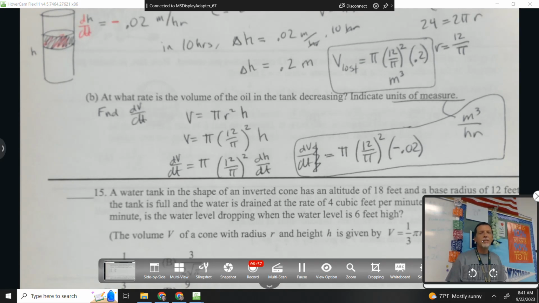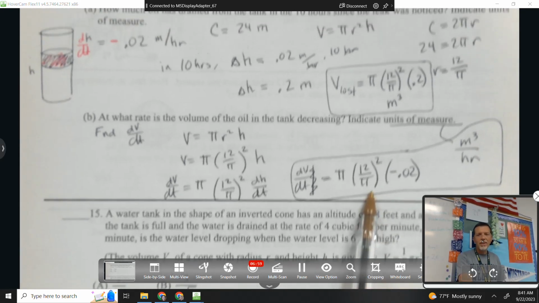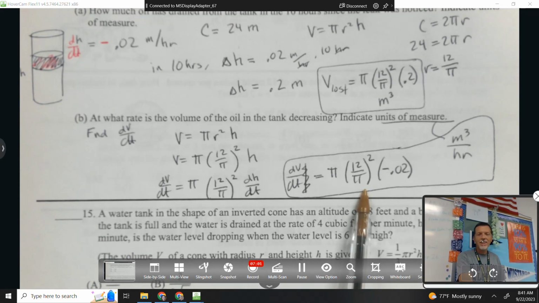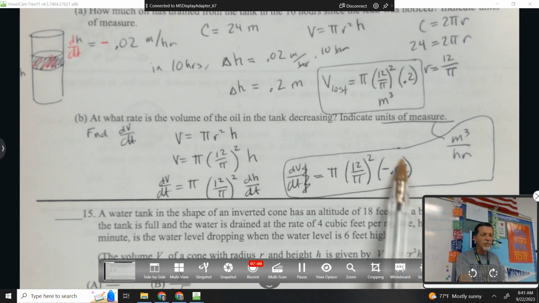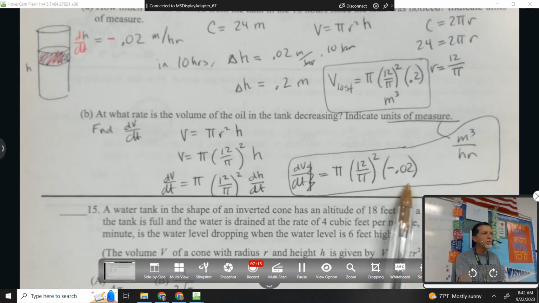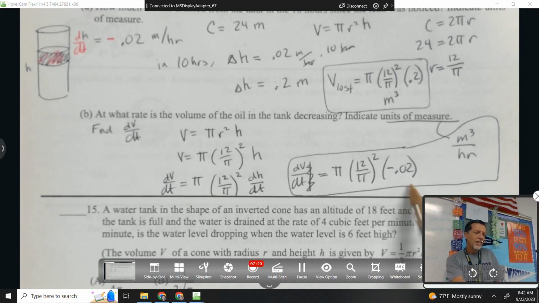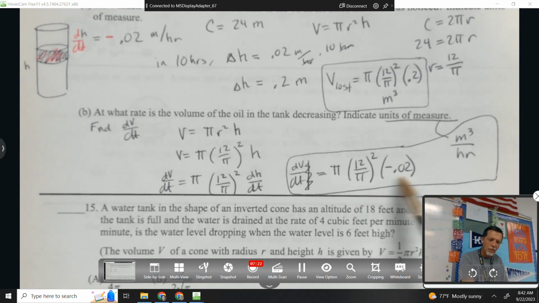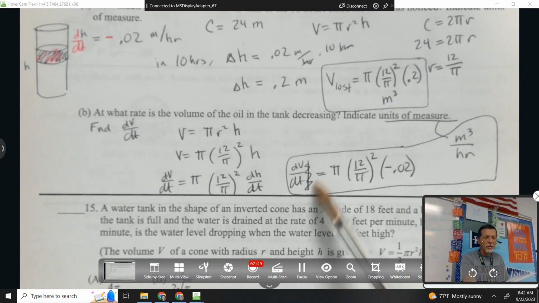We're in math class, we're fine with this as an answer. If you're actually working on a plant somewhere and you want to know how much you're leaking, you're not going to go to your boss and tell him, well, we're leaking pi times (12 over pi) squared times 0.02. He's going to be like, what? Okay, give me a number. So this is fine in a math class. Probably in a real world situation, you'd multiply it out to figure out, well, is that a lot of oil or not a lot of oil? I don't know looking at that.